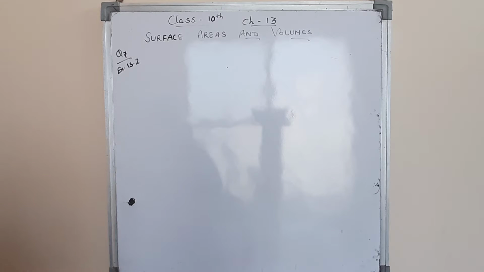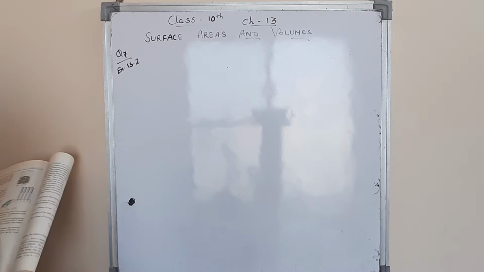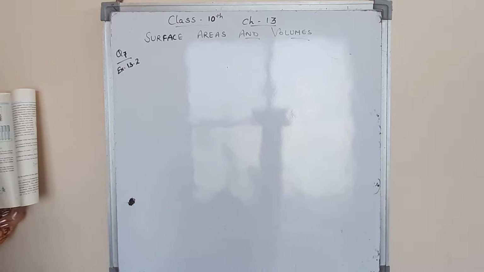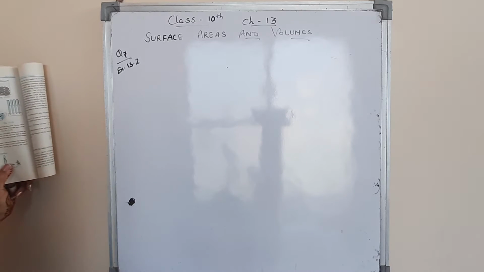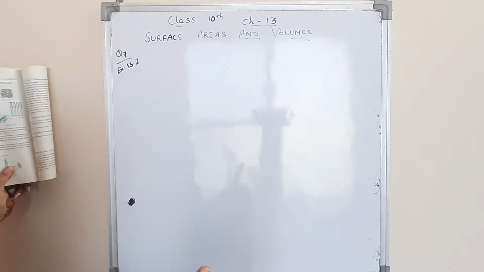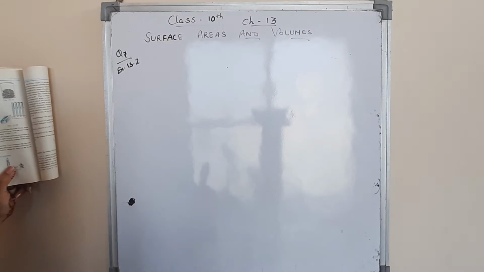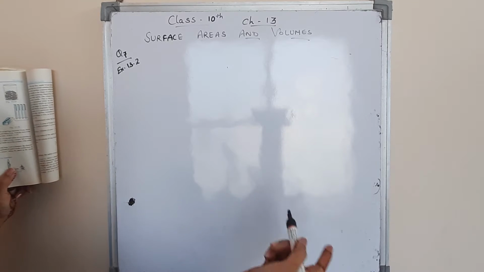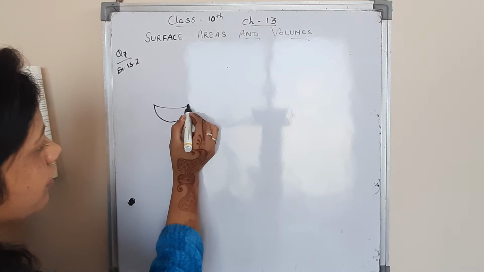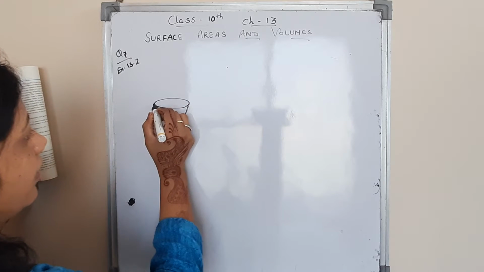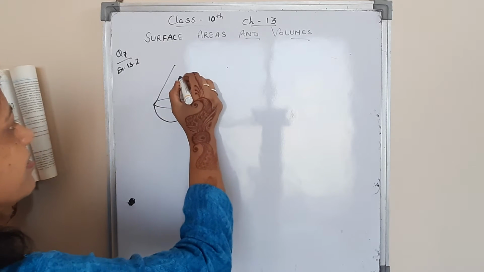Yeah, let's come to your next query. Seventh question of exercise 13.2. It's given to you a solid consisting of a right circular cone of height 120 centimeter. A solid consisting of a right circular cone standing on a hemisphere. It means first of all you are having a hemisphere and over it a cone is standing.